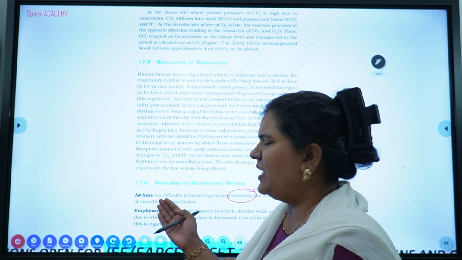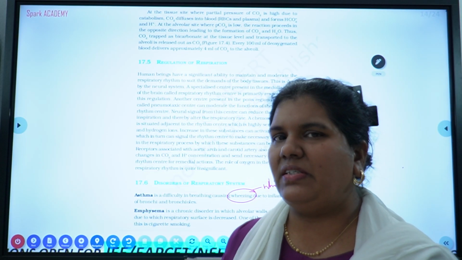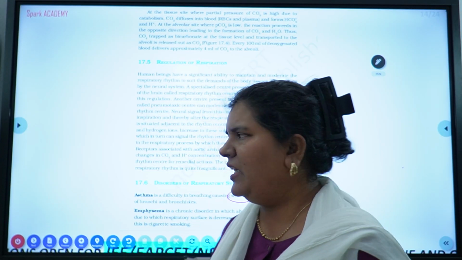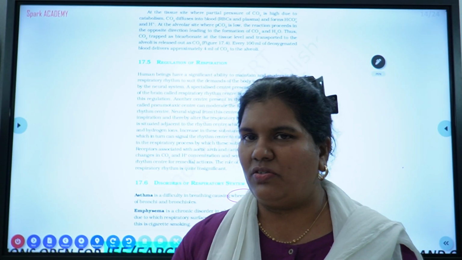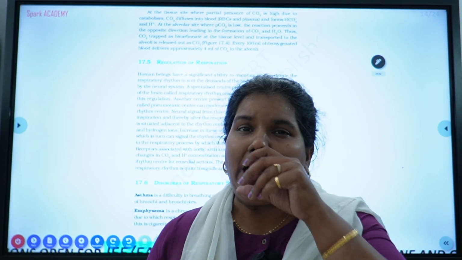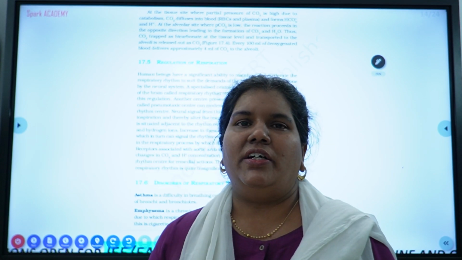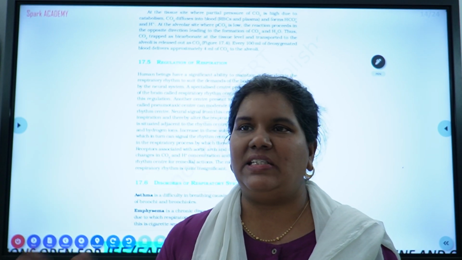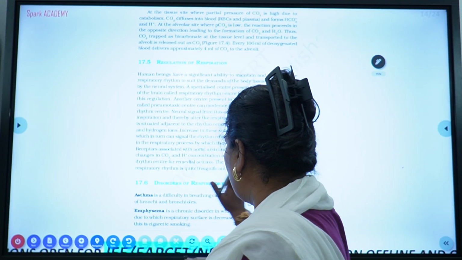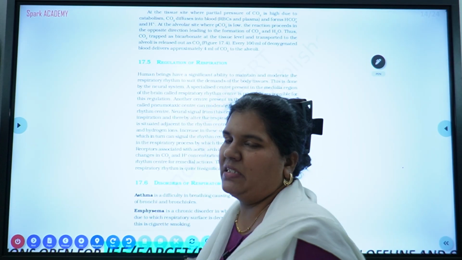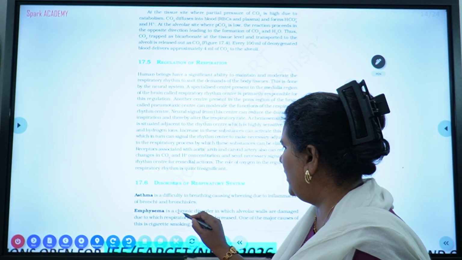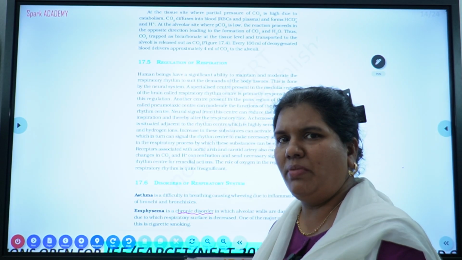And why does a person get asthma? Researchers have not yet found out the actual cause of asthma. Basically, asthma is related to genetics, some kind of genes, as well as the environment. Some people are too sensitive. If they enter polluted or dusty areas, they get quickly affected and asthma is caused in them. But the actual root cause of asthma is not yet found. Let's see emphysema. What is emphysema? It's a chronic disorder. That means it keeps on becoming worse and worse.